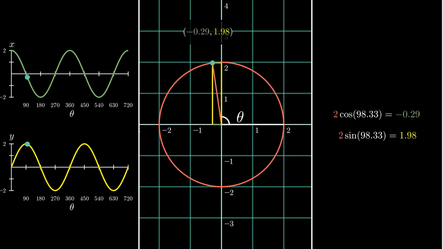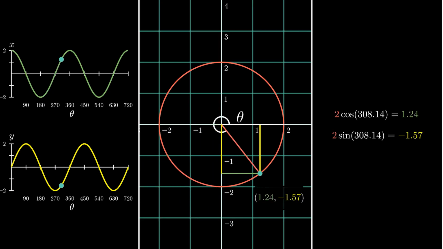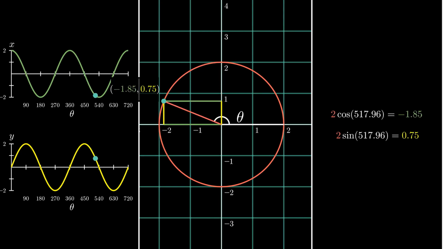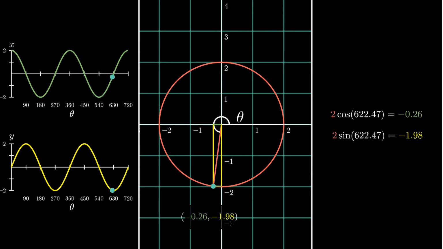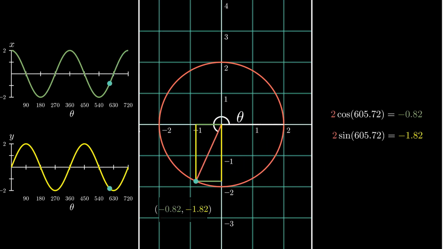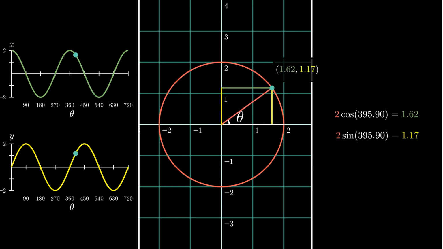This is what we call oscillatory or periodic behavior. This is why 2 times the cosine of 360 degrees is the same as 2 times the cosine of 0 degrees. They're both equal to 2. It's the same with sine, but it returns a different value. 2 times the sine of 360 degrees is the same thing as 2 times the sine of 0 degrees. They're both equal to 0.